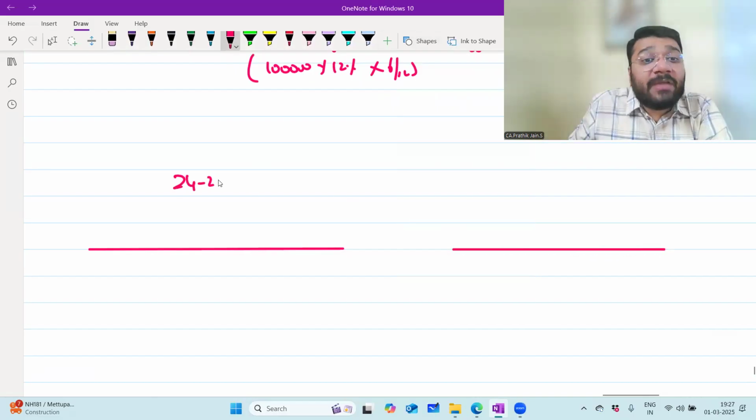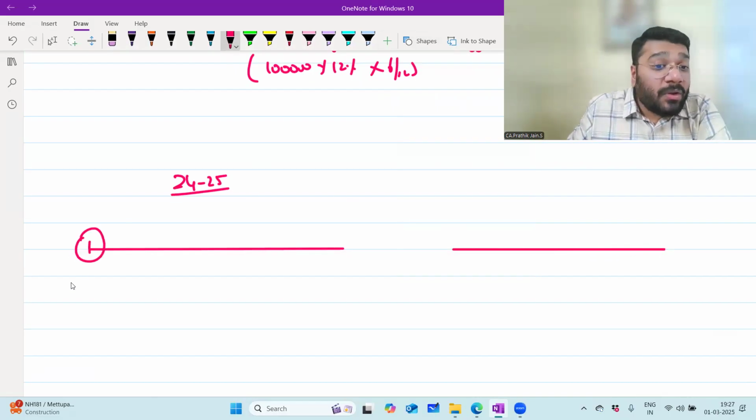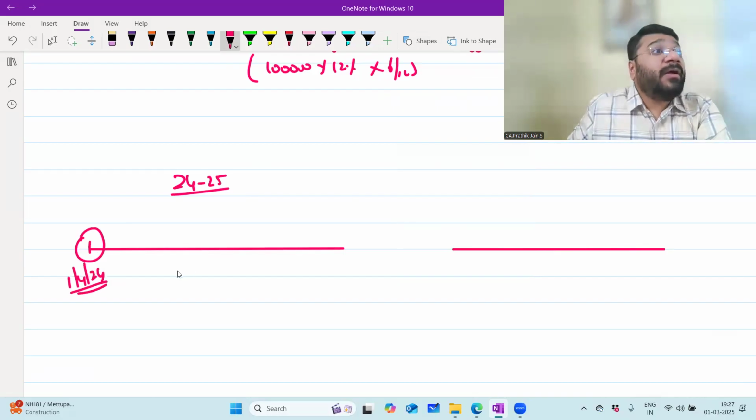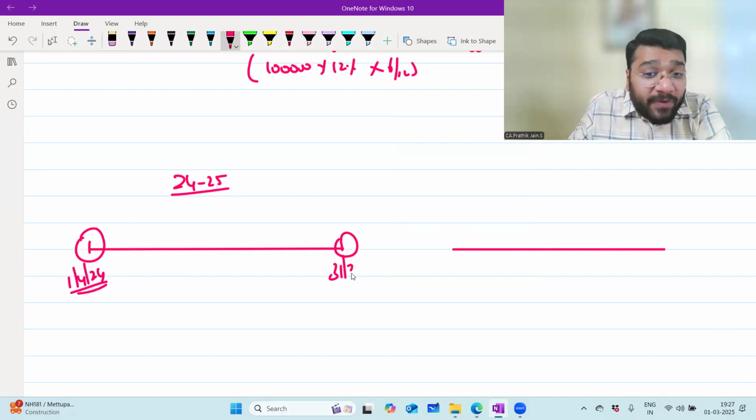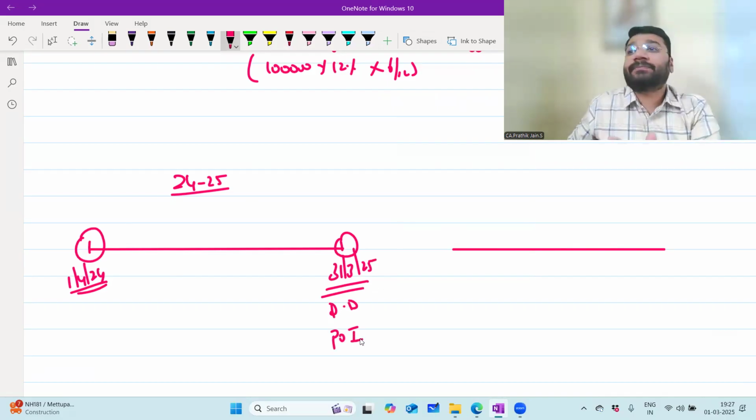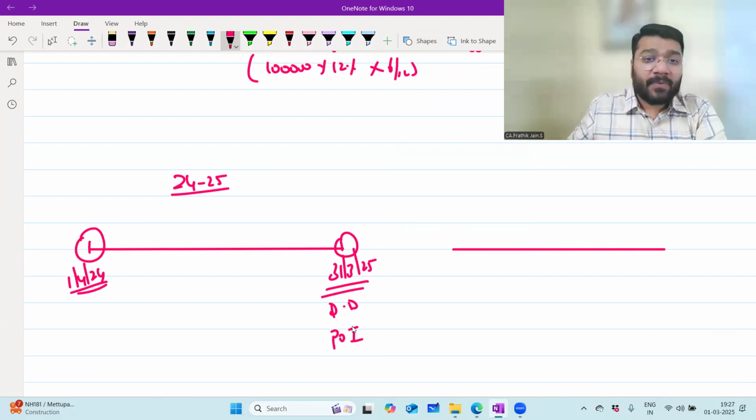In 24-25, when did you take the loan? On 1/4/24 you took the loan. Interest is to be paid annually. So annually, when does it get over? On 31st March 25, the annual period gets over. So this is the due date for the payment of interest. Do you agree with me? On the due date, did you make the payment?